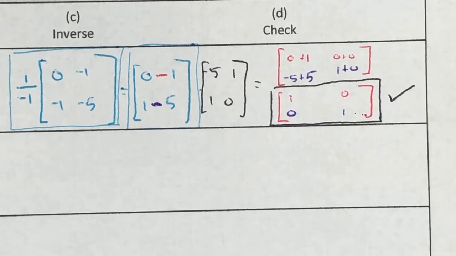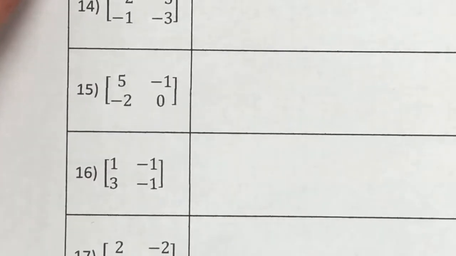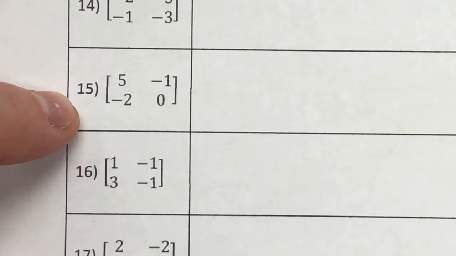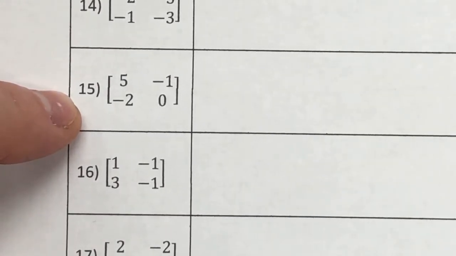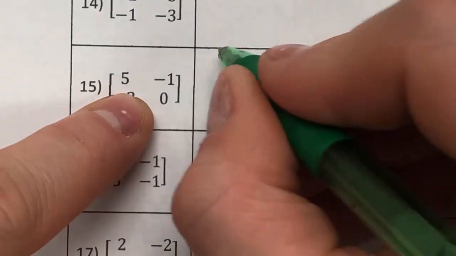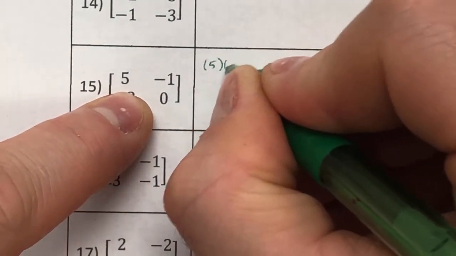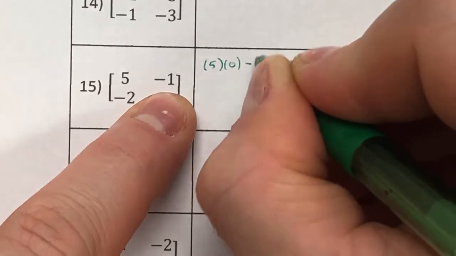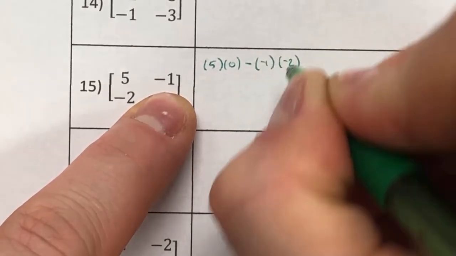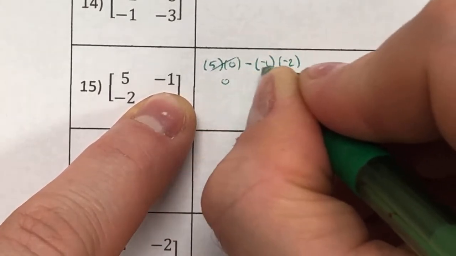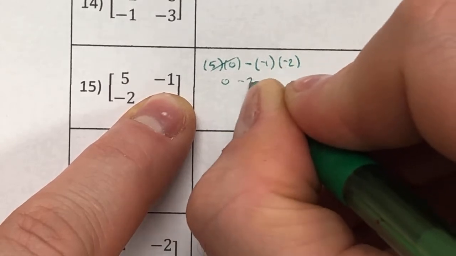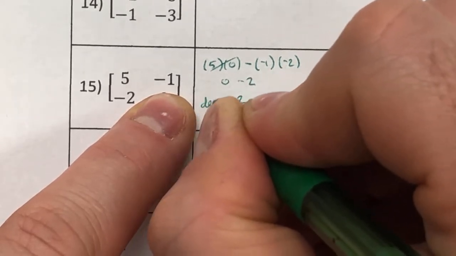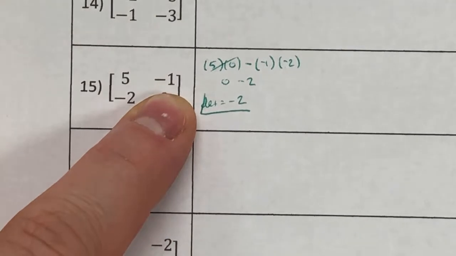Awesome. Let's try another one together. If I'm looking at this, the first thing I want to find is the determinant, which I know is AD minus BC, so 5 times 0 minus -1 times -2. So 0, that's a +2 made negative, so -2. So the determinant is -2.